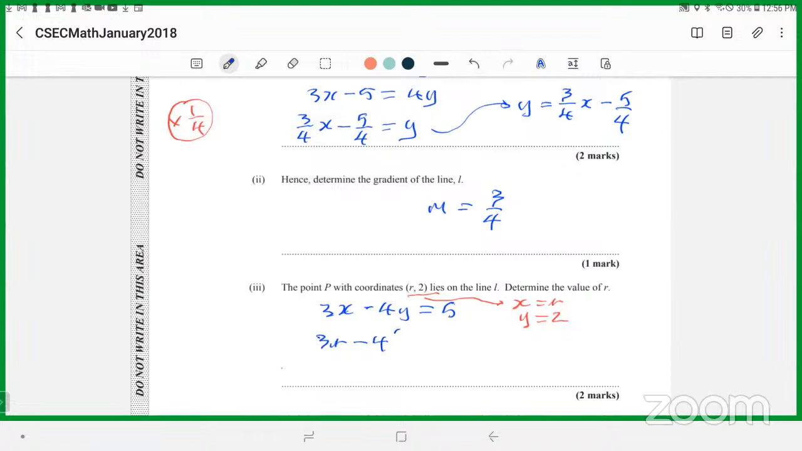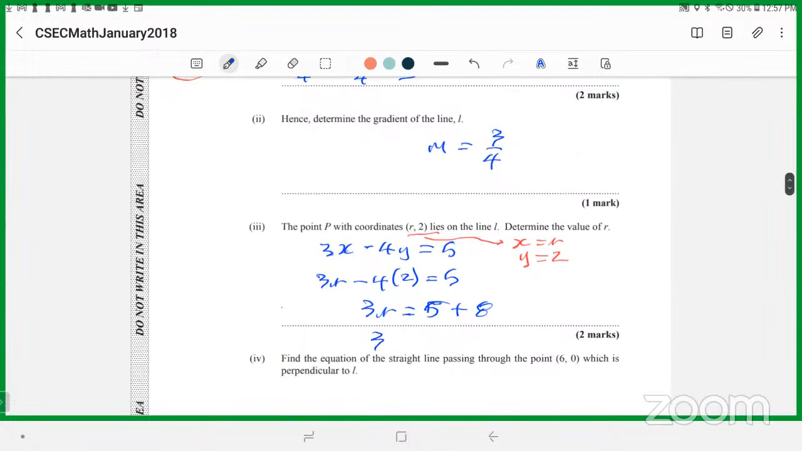Minus 4 times 2 equals 5. And so I'm solving now for the r. Now this 4 times 2 is 8. The 8 is going to come over here as a positive 8. So I'm going to get 3r equals 5 plus 8. Now 5 plus 8 is 13, so I get 3r equals 13. I'm going to divide by this 3 now.